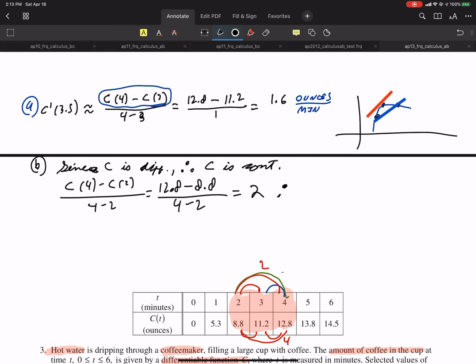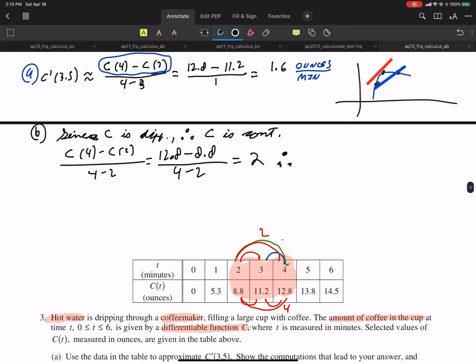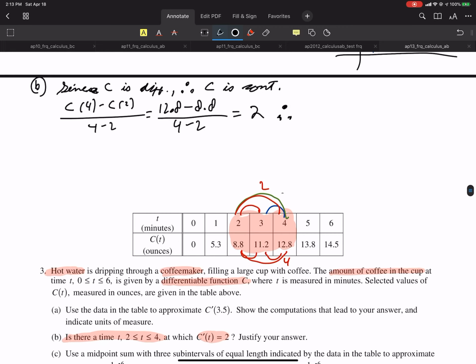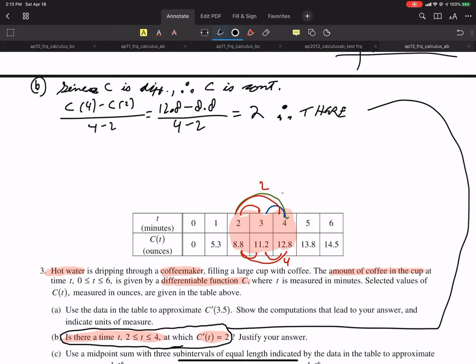Now our conclusions. Therefore, and here is the part, and here's the cool thing. All of this is what you were trying to prove. So you would place that exact sentence right there. Therefore, there is a time t when t is between 2 to 4 at which C prime of t is 2. Because that's what you wanted to show.